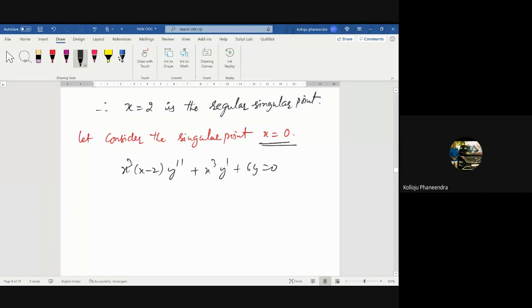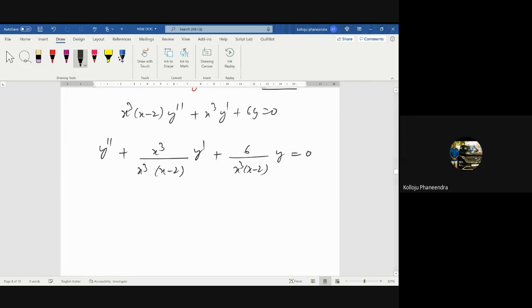Now, what is the singular point? First let me divide by x cube into (x minus 2). Then y double dash plus 1 by (x minus 2) y dash plus 6 by x cube into (x minus 2) into y equal to 0. Then this implies y double dash plus 1 by (x minus 2) y dash plus 6 by x cube into (x minus 2) y equal to 0.